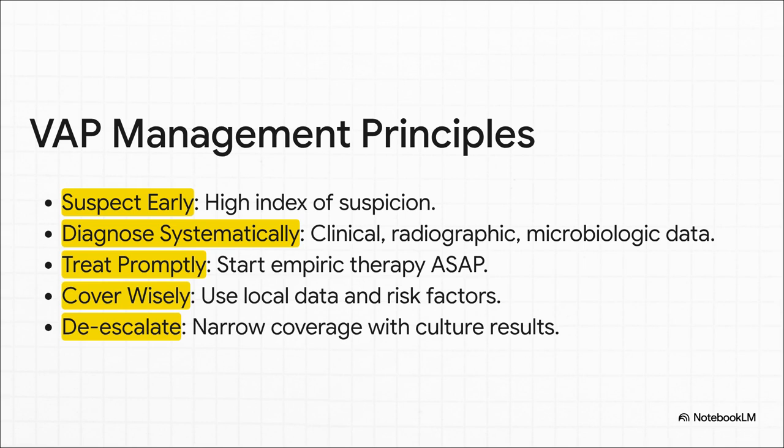3, treat promptly. The clock is your enemy. As soon as you suspect it, start the antibiotics. 4, cover wisely. Don't just guess. Use your patient's risk factors and your local bug patterns to make a smart, educated choice. And finally, number 5, de-escalate. As soon as those culture results come back, narrow your antibiotics. Target the specific bug, and stop the broad-spectrum stuff. This is the heart and soul of great VAP management.